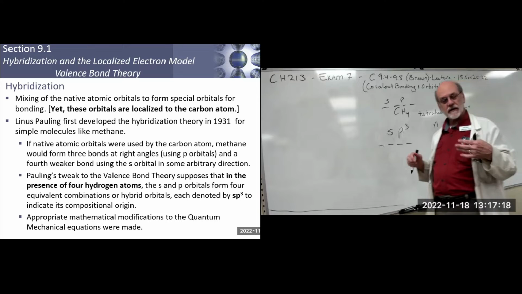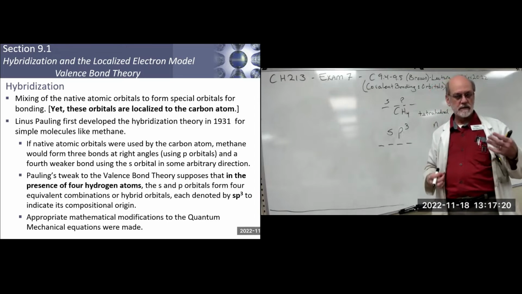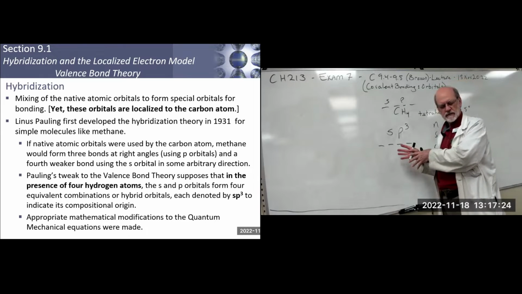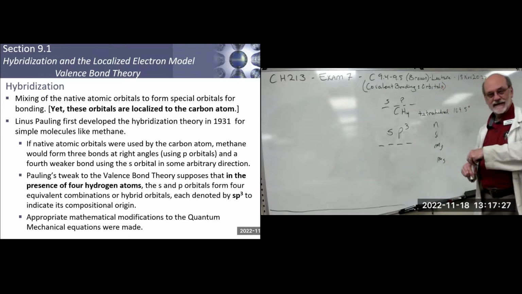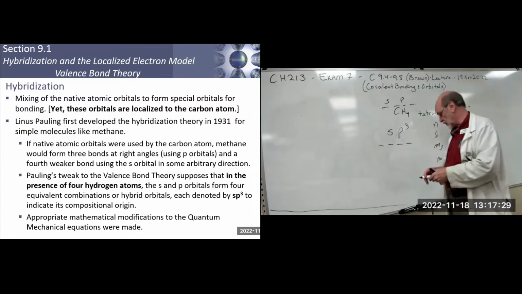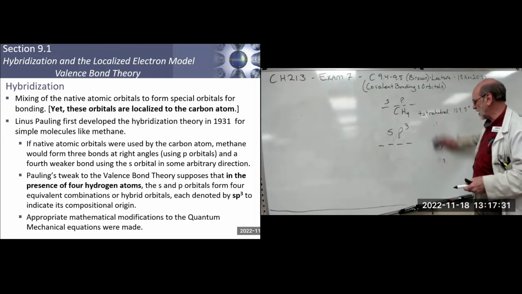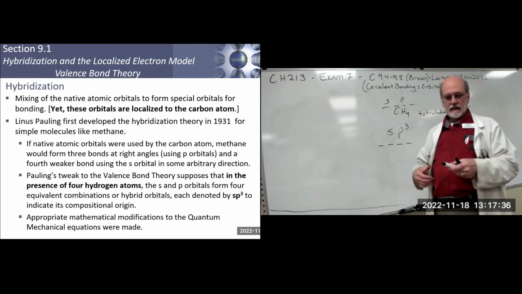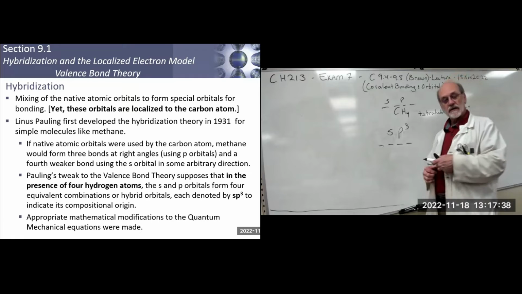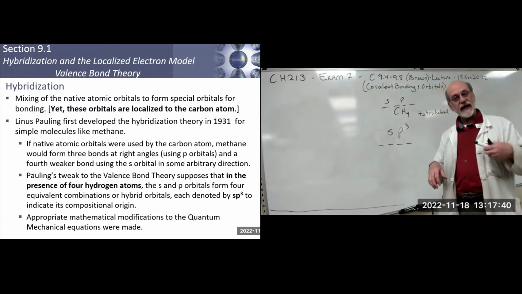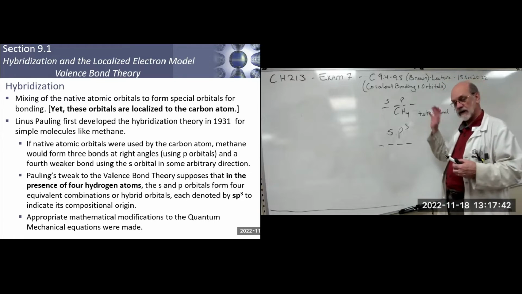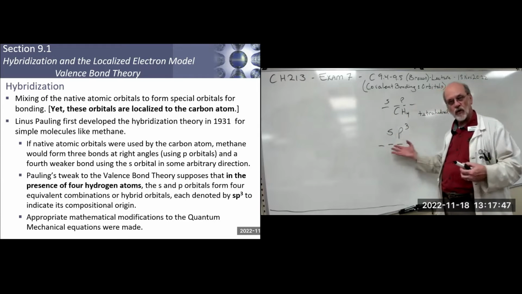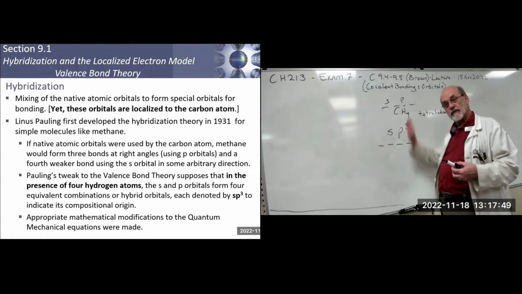But there are also a set of quantum mechanical equations that apply to hybrid orbitals. That's beyond me and beyond this course, but I just wanted you to be aware of that. It's not something that Linus Pauling just pulled out of thin air. He was basing it upon the quantum mechanical equations for elements, and then they just had to be modified to predict these orbitals that were derived from these orbitals.